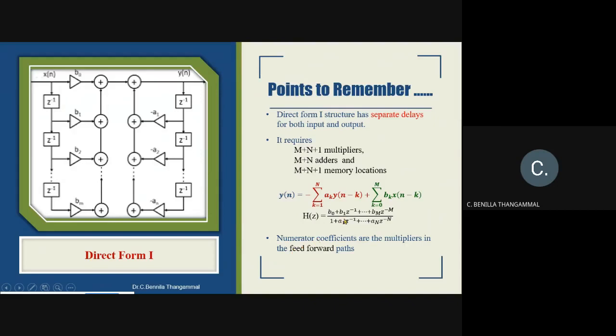The numerator multipliers are in the feed forward path. So it's b0, b1, bm in feed forward, and a1, a2 in the denominator will be the feedback path. So in your direct form 1, the numerator will be the feed forward and the denominator will be the feedback.